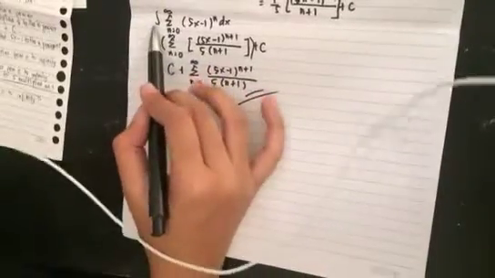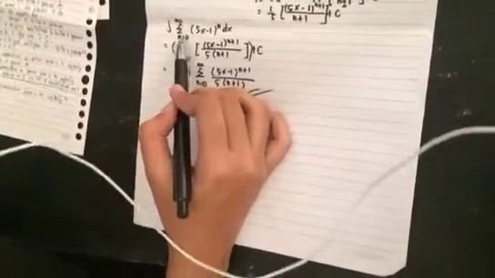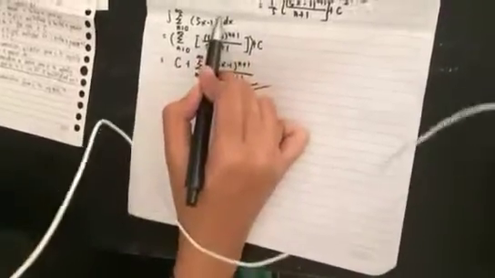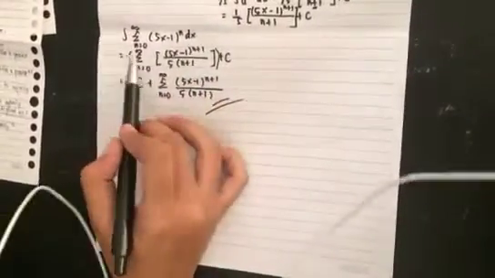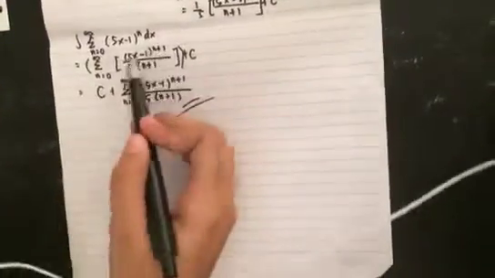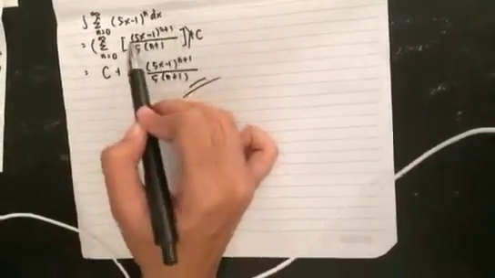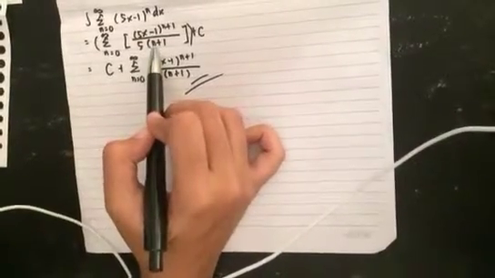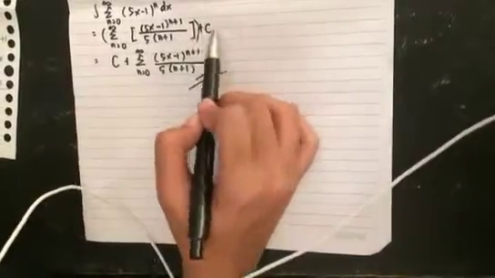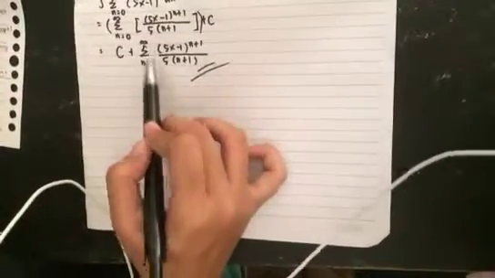So the integral of the series from 0 to infinity of 5x minus 1 to the n power dx equals the summation from 0 to infinity of 5x minus 1 to the n plus 1 over 5 times n plus 1, plus c, equals c plus the summation from 0 to infinity.